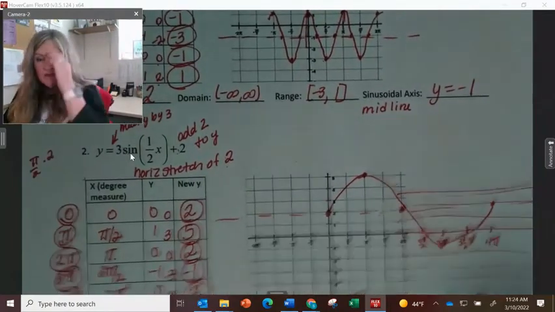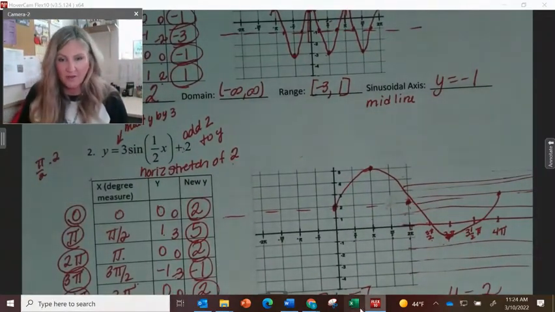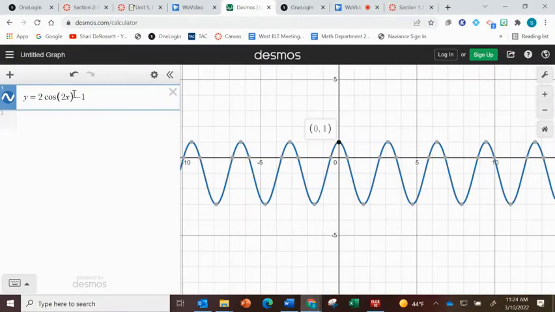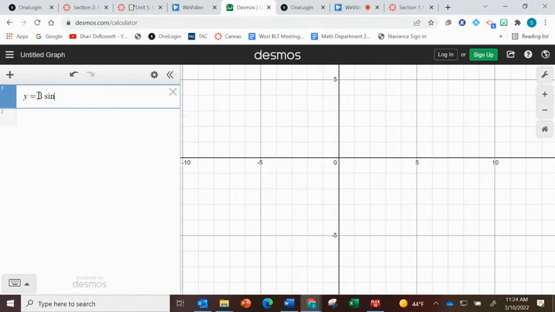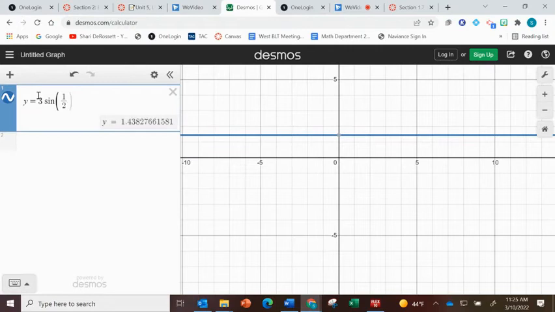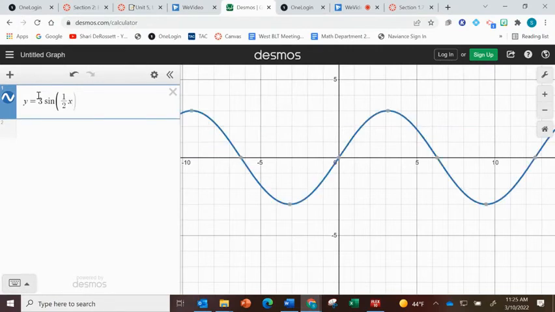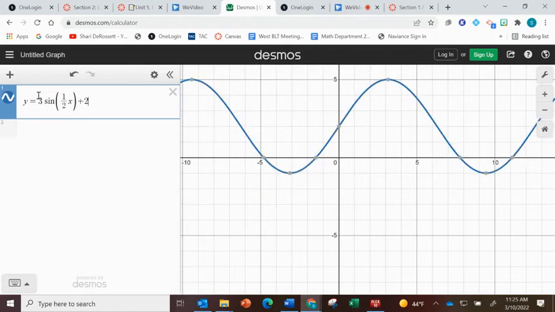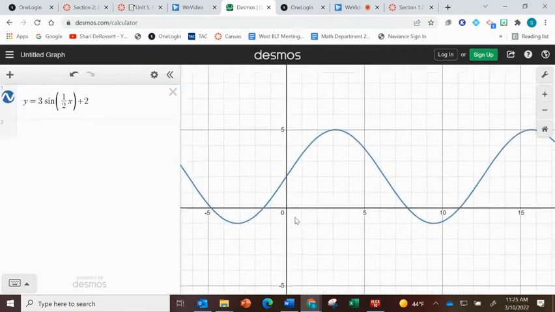Okay? If you want to check it, you can go on to your Desmos. Put this in here: 3 sine, parentheses, 1/2, arrow out of that, x, close your parentheses, and then +2. Okay, and here's what we get.